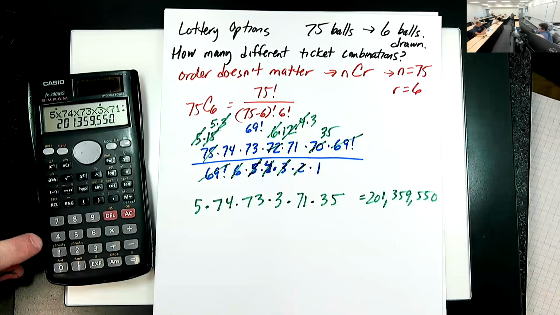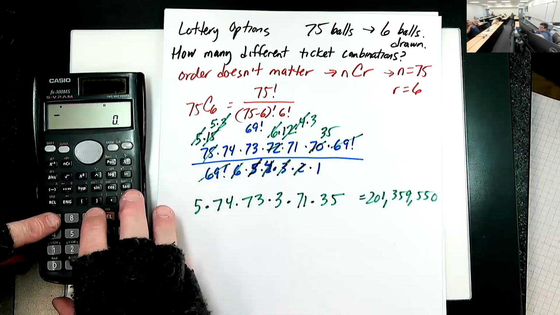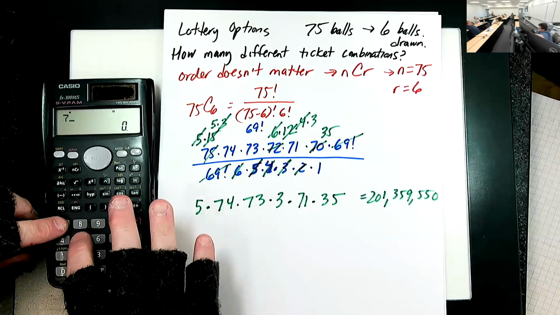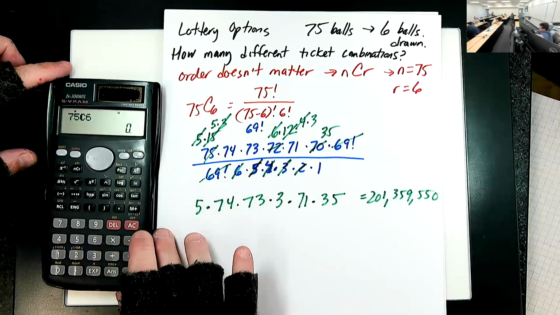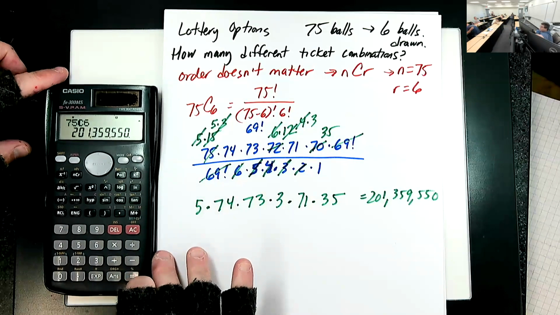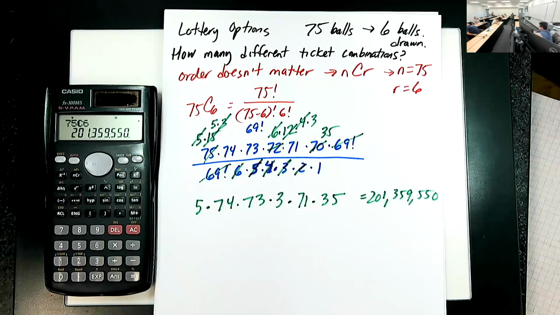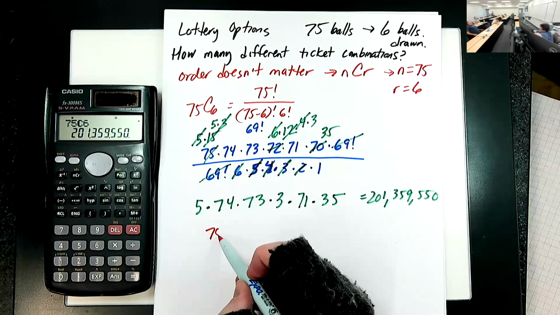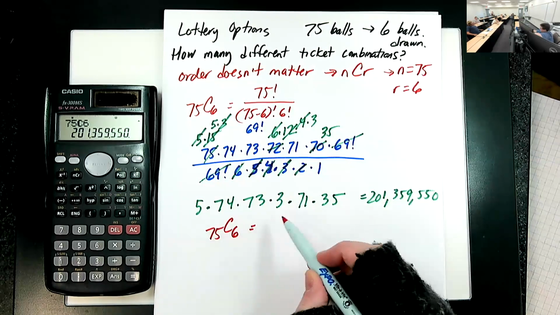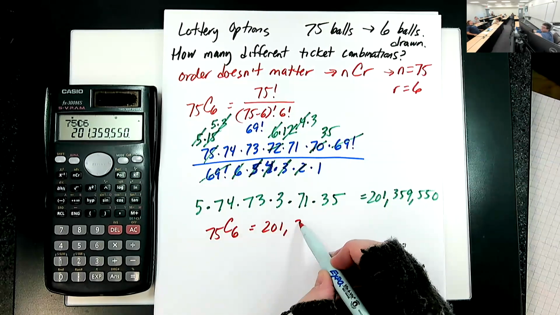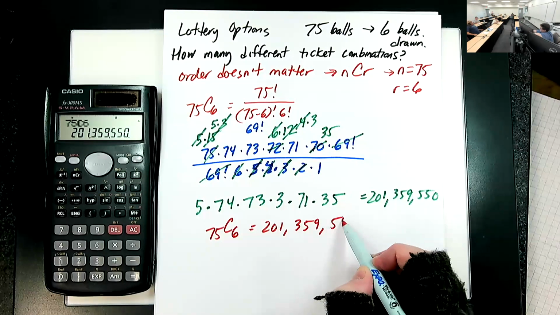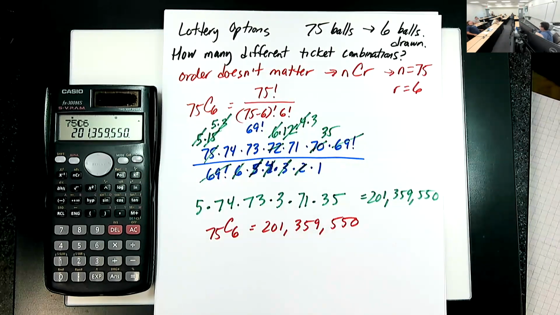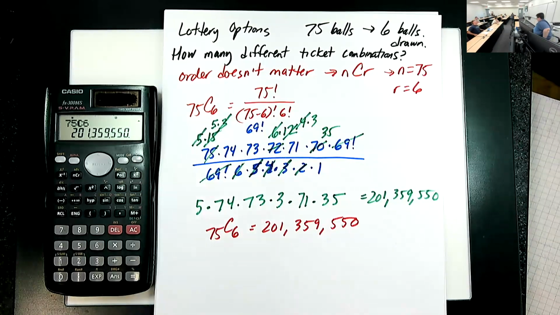Now let's do 75 choose 6 in the calculator. 75 choose 6. So doing it in the calculator, it speeds it up. And you get it either way.